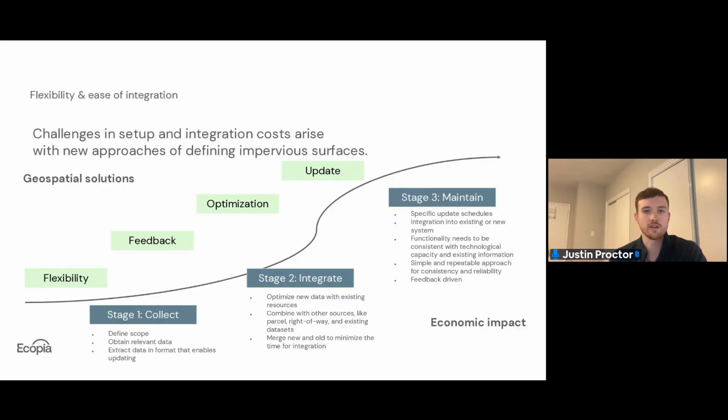So it's really important to understand 4 key points as we talk about data integration and build out. Those 4 pillars are updates, flexibility, optimization, and feedback. And then those 4 pillars kind of fit within these 3 stages here.